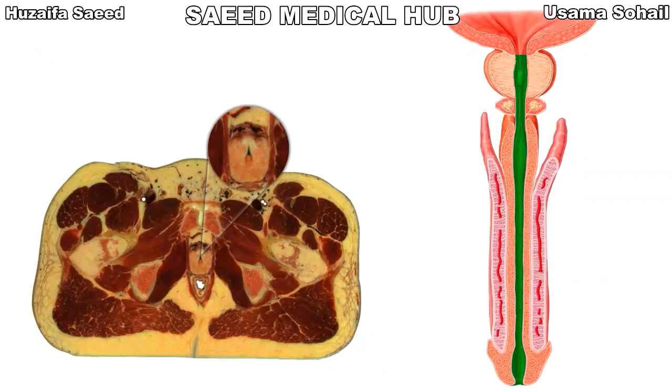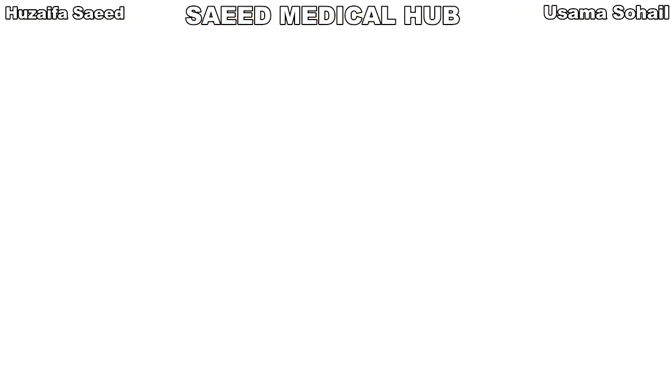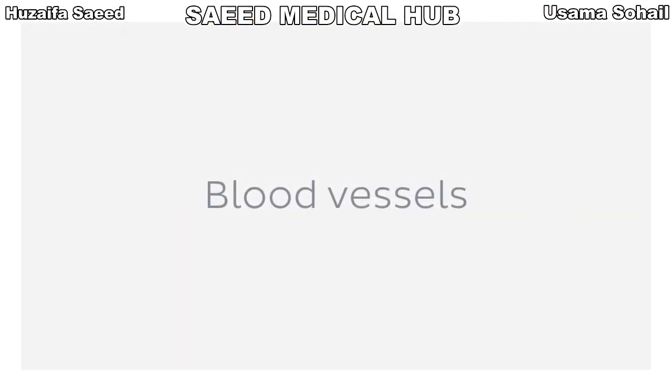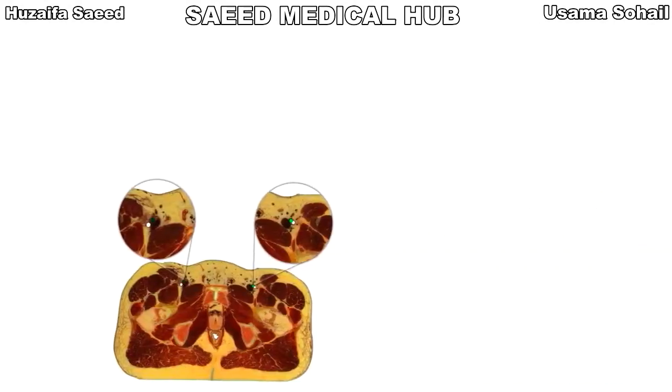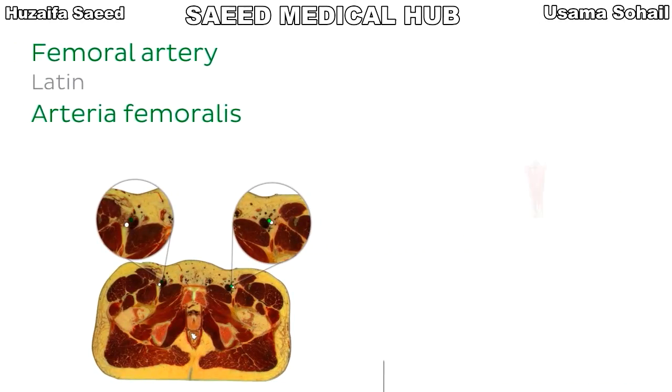All right, so that takes us to the end of our little section on muscles and some of the associated structures found within the cross-section at this level. Let's move on now to talk about 3 blood vessels and 2 nerves that we can see in this cross-section. So we're going to begin by talking about blood vessels, and the first blood vessel that we're going to be looking at is the femoral artery.